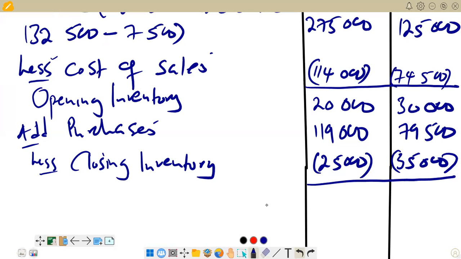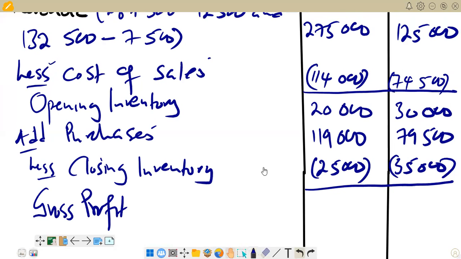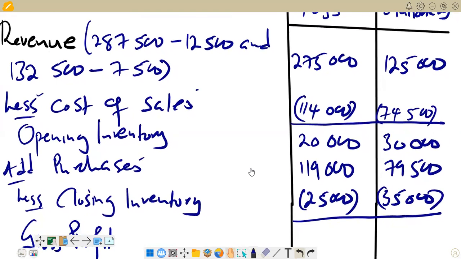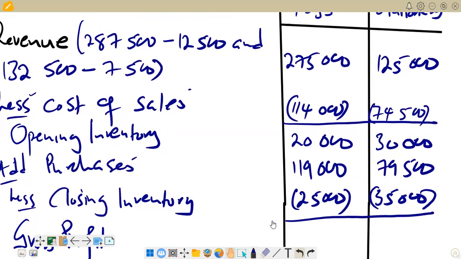And then our cost of sales, obviously, we now want to find the figure for gross profit. So it means here we now have gross profit. In the formula, to find gross profit, we are saying our revenue minus cost of sales. So I'll go up there to see what we have in terms of those figures. You see that our revenue for toys is 275,000, and then subtract 114,000 to get our gross profit, which is going to come here as 161,000. And then for stationery, 125,000, subtract 74,500 to get our gross profit here, which is going to be 50,500. So this is what we have.